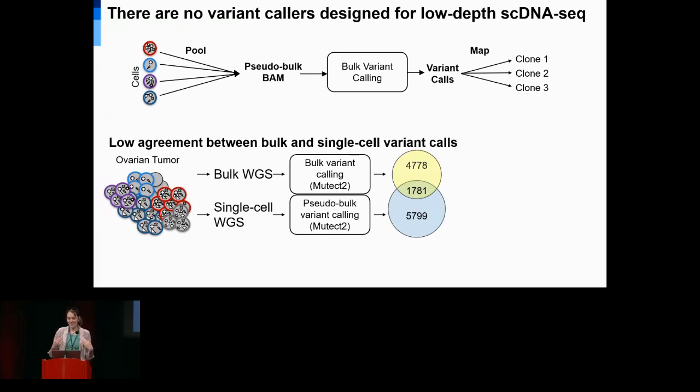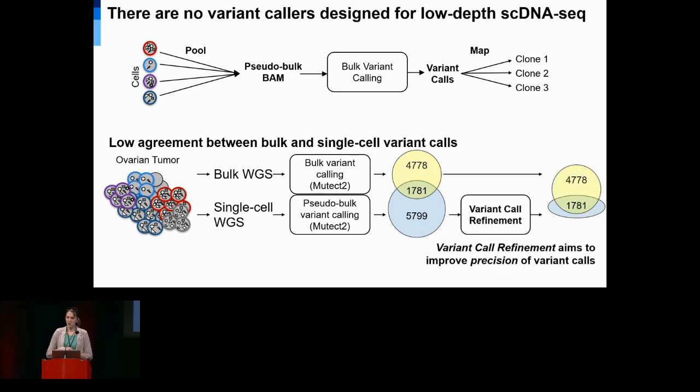So while the ideal approach might be to actually design a full variant caller for this data, that could take a very long time, and we wanted to try something simpler first of just trying to do refinement. So can we take a set of variants that were already called by some variant caller and then filter them down in some way to improve precision?